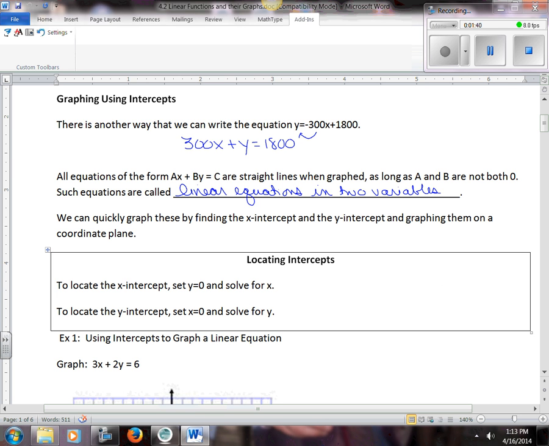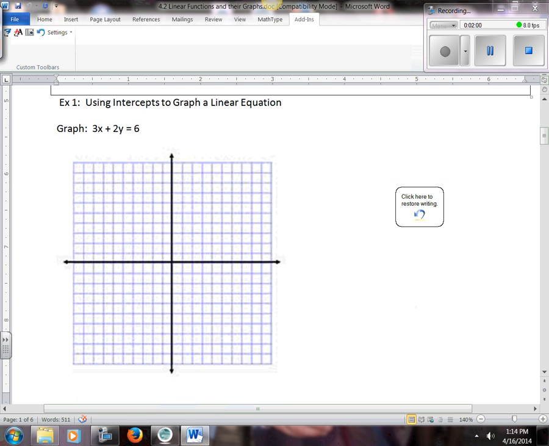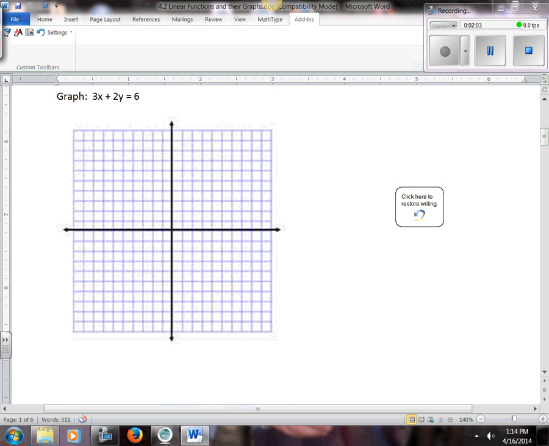Okay, so we can quickly graph these functions by finding the x-intercept and the y-intercept and then graphing them on a coordinate plane. To find the x-intercept, we plug in 0 for y and then solve for x, and vice versa. To find the y-intercept, we plug in 0 for x and we solve for y. So let's go ahead and do that for this first one. We're going to find the x-intercept and the y-intercept.